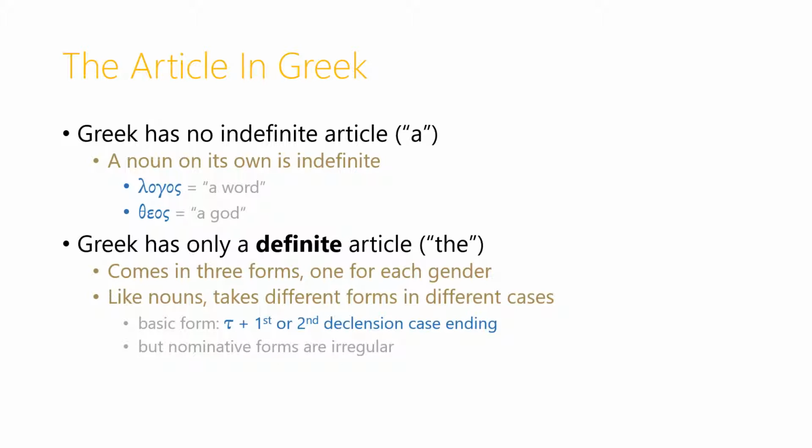Greek has only a definite article as a separate word, the. This comes in three forms, one for each gender. And like nouns, it takes different forms in different cases. The basic form of the definite article is tau, followed by the first or second declension case ending. But, as often happens, the nominative forms are irregular, particularly in the masculine and feminine. So let's look at those.